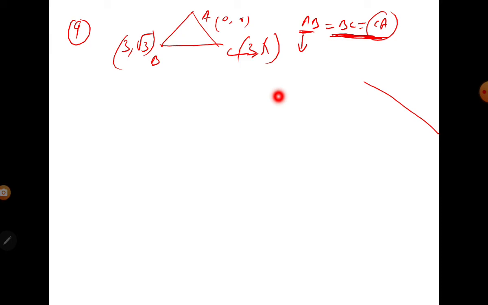So you tell me what will be the answer for this question. I am leaving it for you people. Okay, then you find out and discuss with me what will be the answer for this one. Now come to the 10th question.